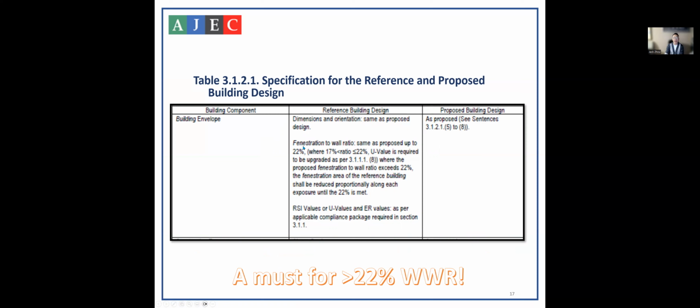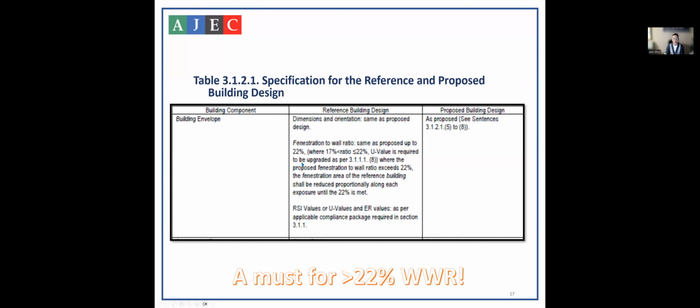It says that any house that is up to 22%, the U value has to be compliant with this table as per 3.1.1.1. So when you go to the building code and you go to this section, they'll say A1. Anybody remember what A1 is asking for the U value? It's U 1.6 if you don't remember. So that is the U value for the reference building. If your window ratio is between 17% and 22%, the U value of your window must be upgraded. That's what the second sentence says.